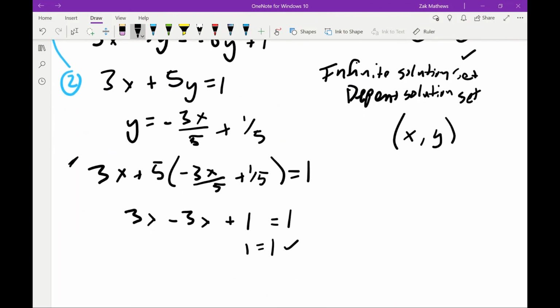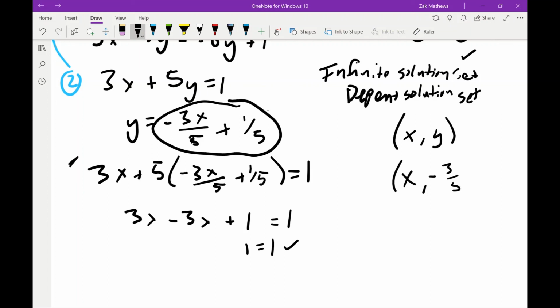but what I'm going to do is write them in terms of one of the variables. So if I had the variable x, what is my variable y? Well, we already solved it. It's this thing right here. My y would be equal to negative 3/5 x plus 1/5. So there is my solution set right there. If I have a value for x, my y is negative 3/5 times that x plus 1/5.